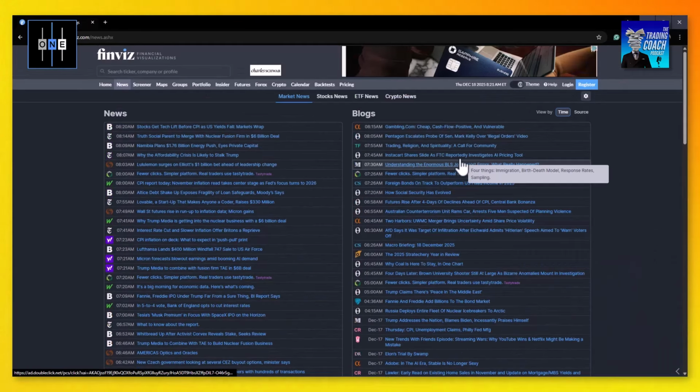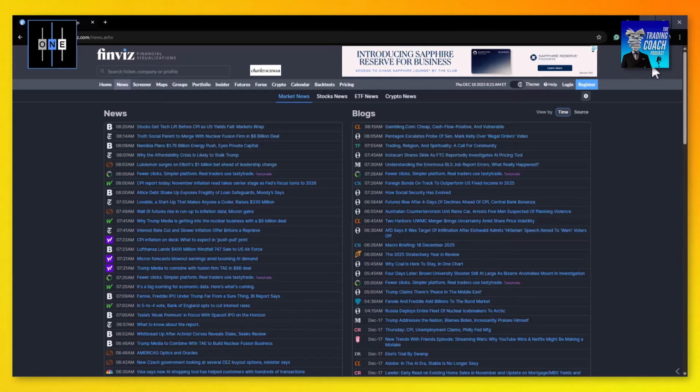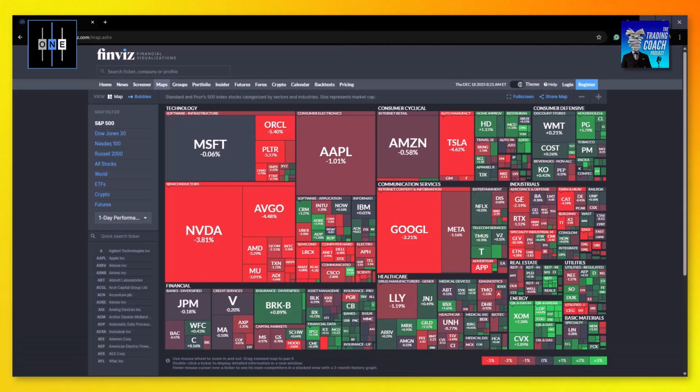Like this is Seeking Alpha. I actually like Seeking Alpha. That's what I used when I was an investor. Zero Hedge is a good one. Whatever your fancy is, those are a few options right there. If you want to look like a trading guru, go to FinViz. When your friends come over, click this thing that says maps. It brings up this bad boy, and you can start saying stuff.